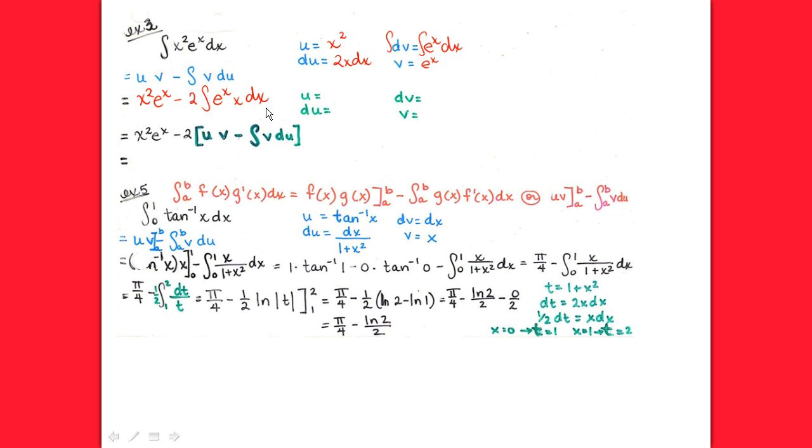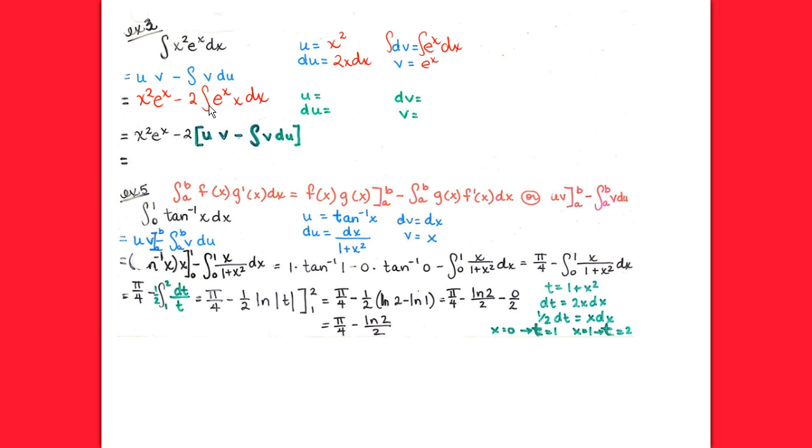Now you look at that and you're like, well, hang on, I still have a product. I still can't do that problem. You're right, but I'm making progress, right? It's better than what I started with. I started with x to the second times e to the x. Now I have x to the first times e to the x. So there are times that I may just need to do integration by parts more than once.